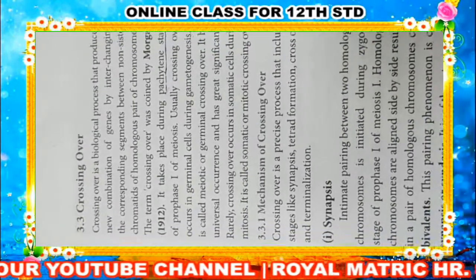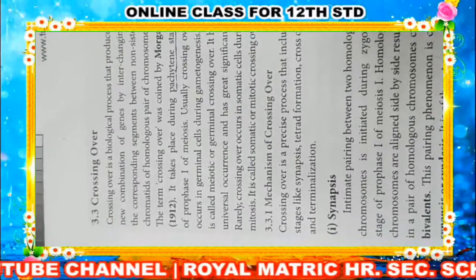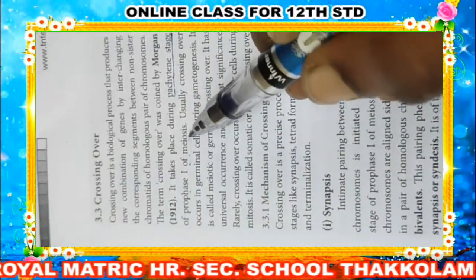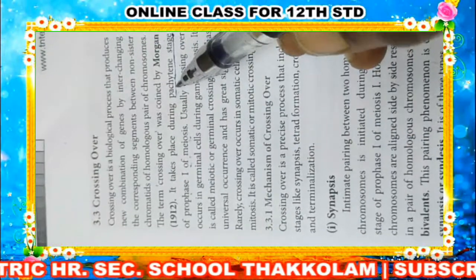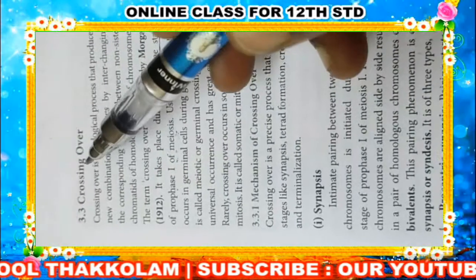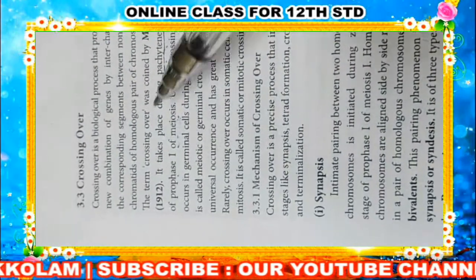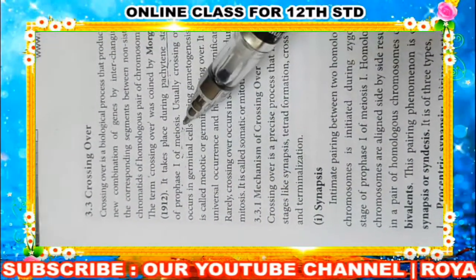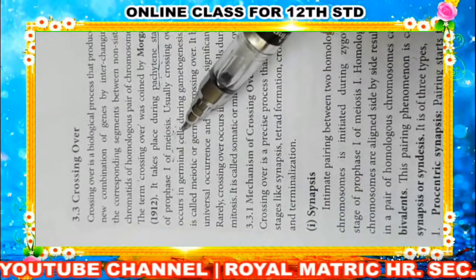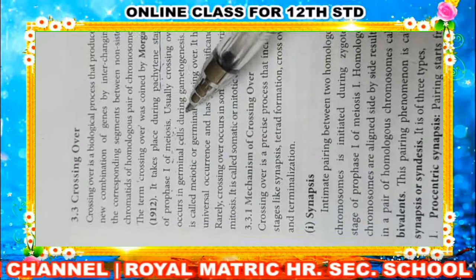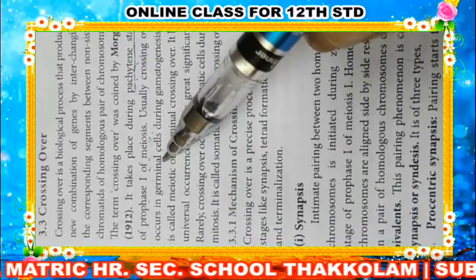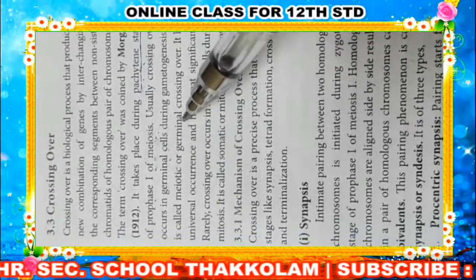What stage does crossing over happen in? They will ask you a question like this: Pachytene stage of prophase 1 of meiosis. So what stage? Pachytene stage of prophase 1 of meiosis. Usually crossing over occurs in the germinal cells, during gametogenesis, during gamete formation. It is called meiotic or germinal crossing over.